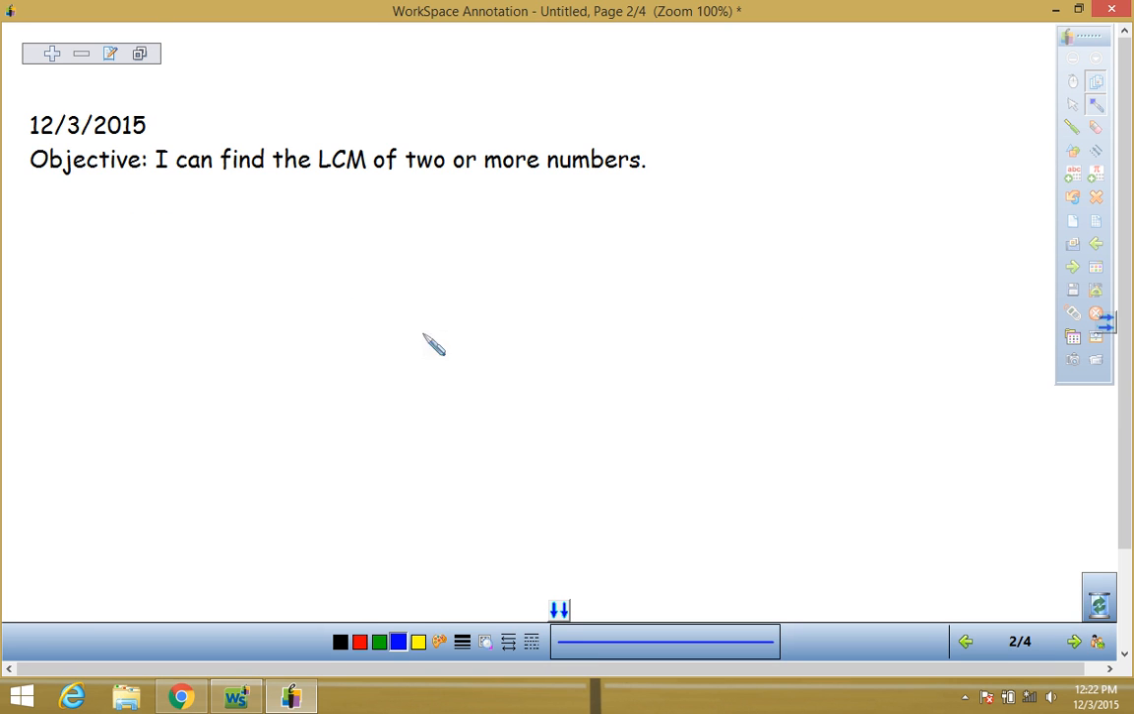And up at the top, with today's date, you can put LCM for your title. And our objective today: I can find the LCM of 2 or more numbers.